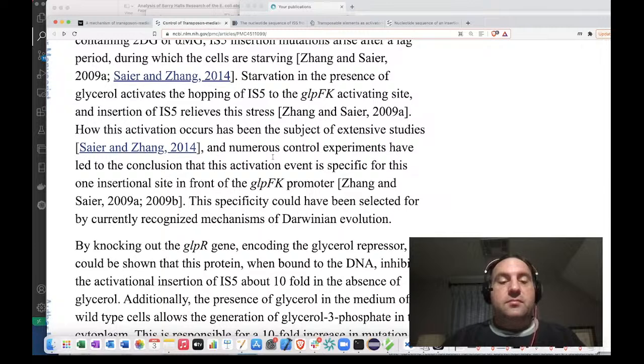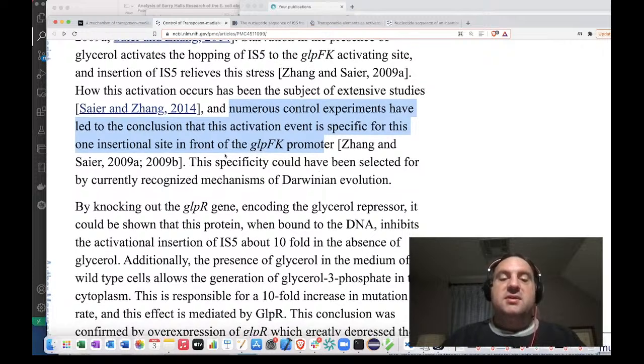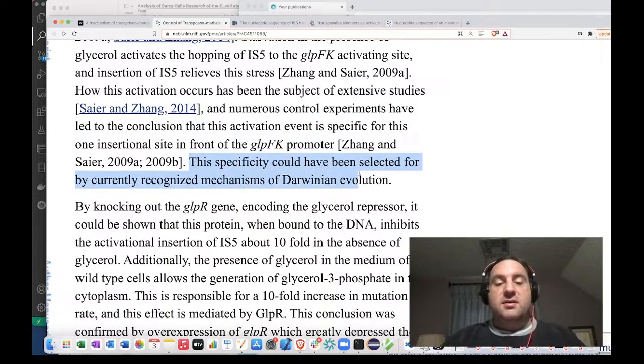And so numerous control experiments have led to the conclusion that this activation event is specific for this one insertional site in front of the promoter. So this is the one. This is what I was thinking about earlier. So this is frustrating to me.